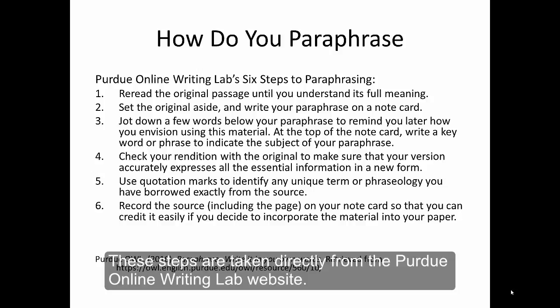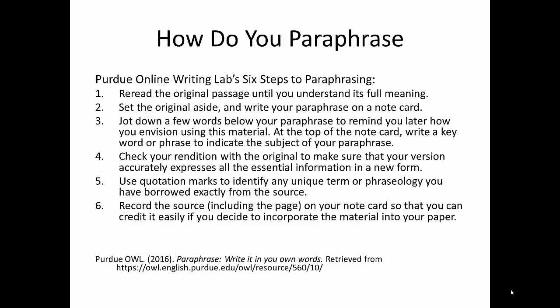These steps are taken directly from the Purdue Online Writing Lab website. 1. Reread the original passage until you understand its full meaning. 2. Set the original aside and write your paraphrase on a note card. 3. Jot down a few words below your paraphrase to remind you later how you envision using this material. At the top of the note card, write a key word or phrase to indicate the subject of your paraphrase.